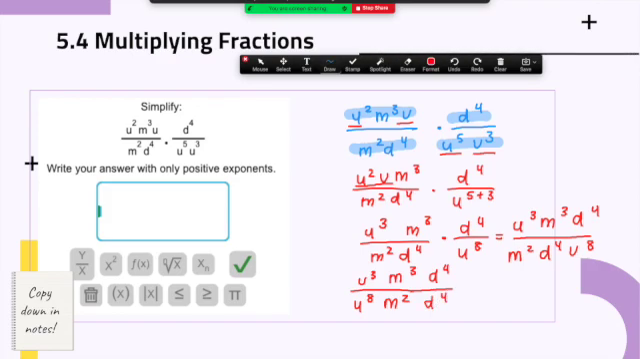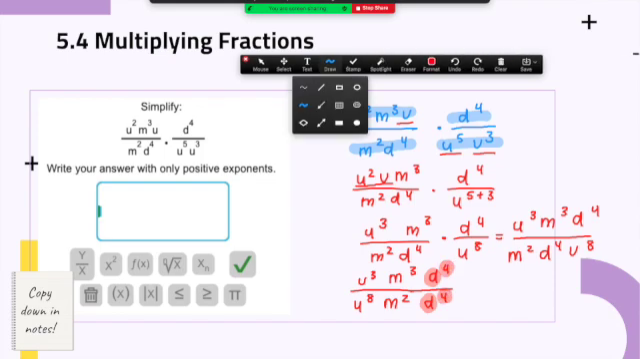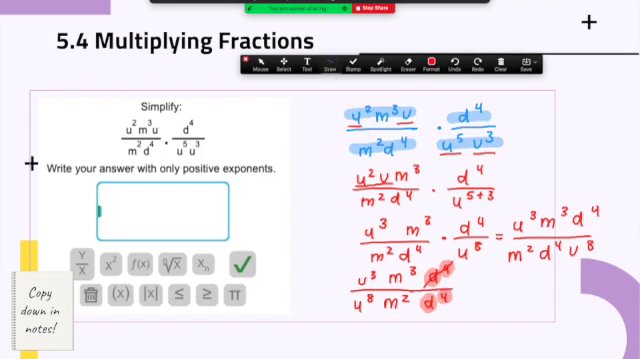Now, we know that whenever we see the same letter and the same exponent, that equals 1. So in a sense, I could just cross it out because I know that just equals 1. Over here with the u to the power of 3 and u to the power of 8, we know that u to the power of 8 is the bigger number. So because of that, I'm going to subtract the u to the power 3 on the bottom.